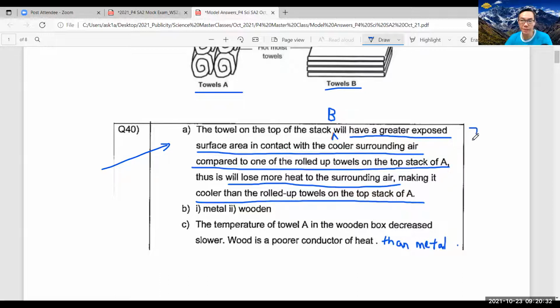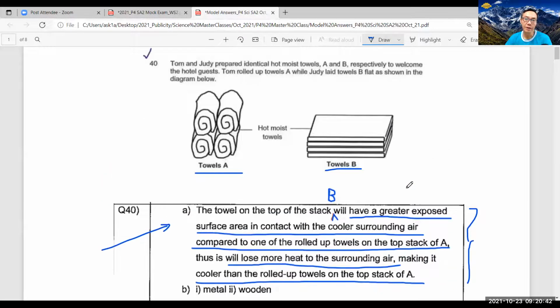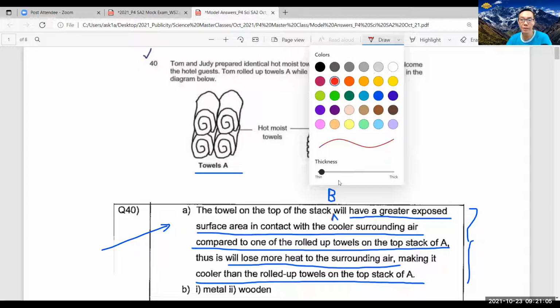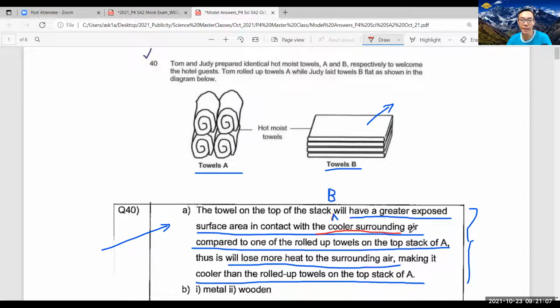Some students may not be able to write such a long sentence. It's good to separate them if you can. So you just mention in essence that the towel on the top here has greater exposed surface area in contact with what? With the surrounding air. The common mistake students make is they just put that the towel on top of stack B had greater exposed surface area, and then didn't mention in contact with what. This is very important. You must mention in contact with the cooler surrounding air.